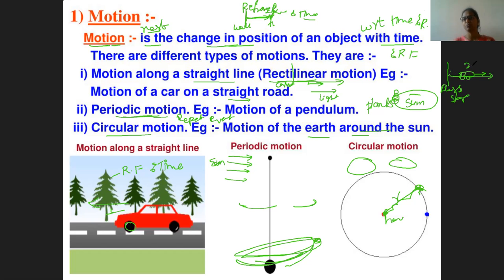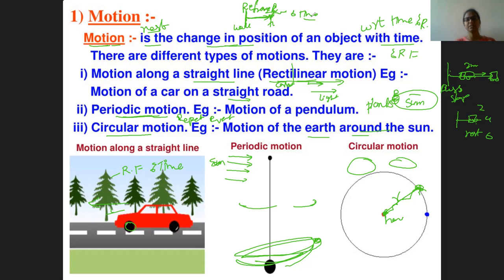With respect to time, after 2 minutes the bus is at this position. After 4 minutes, the bus will come to this position. That means the bus is in motion. Suppose after 2 minutes the bus is here, after 4 minutes also here, after 6 minutes also here. Then the body is not moving. It is at rest. Clear, children? What is rest and what is motion? I hope this is clear.